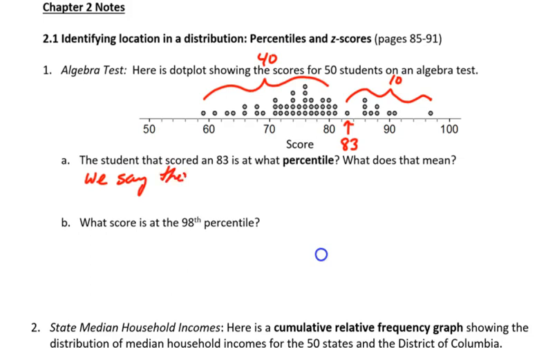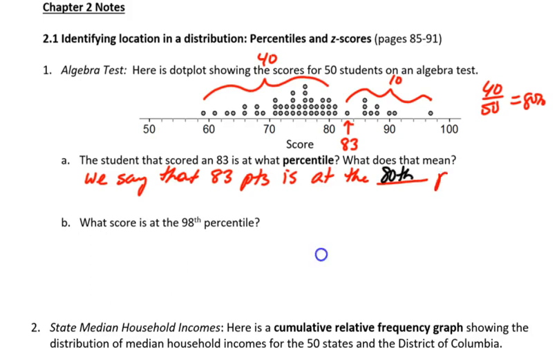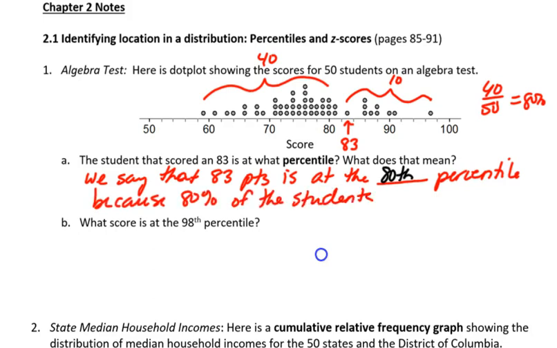So we say that 83 points is at the what percentile? Let's figure this out. 40 out of 50 is 80%. We say it's at the 80th percentile because 80% of the students scored less than 83 points. So that's what a percentile means.